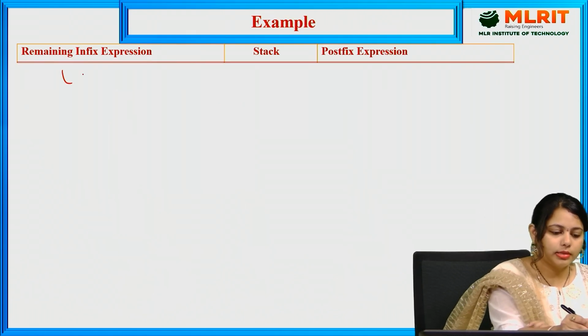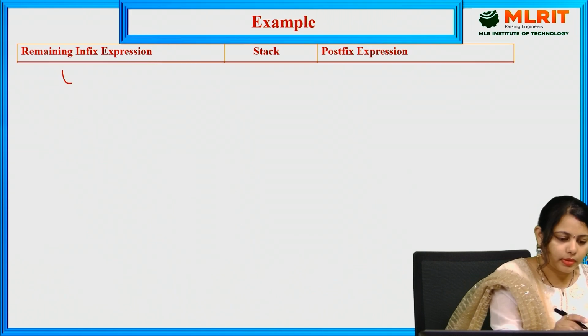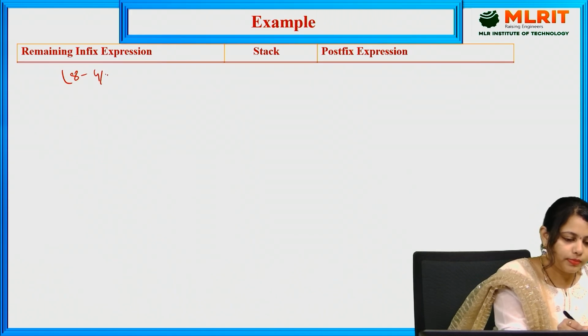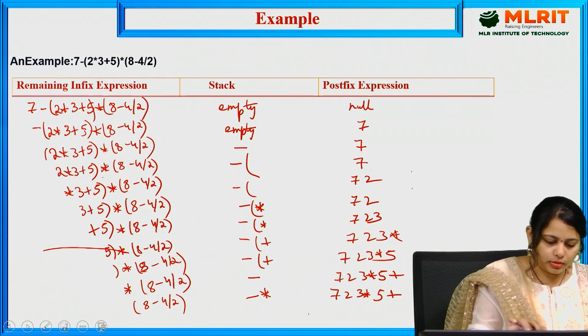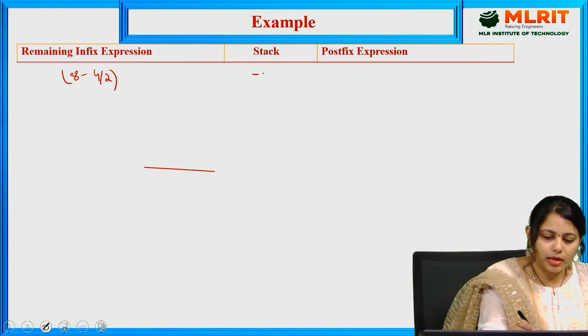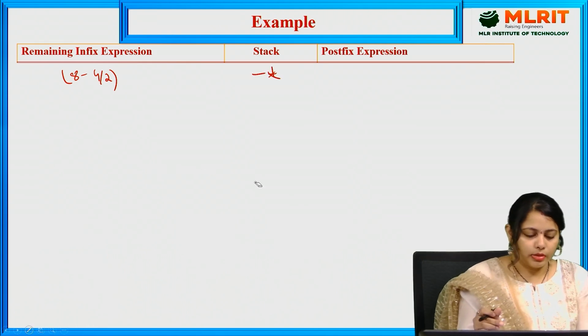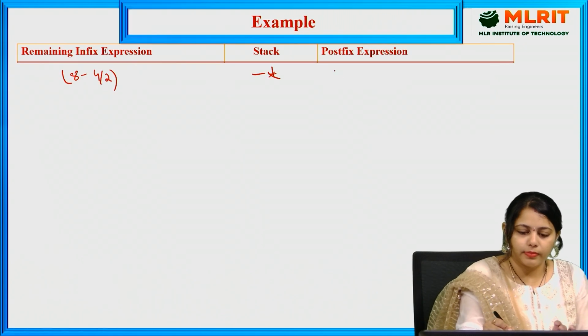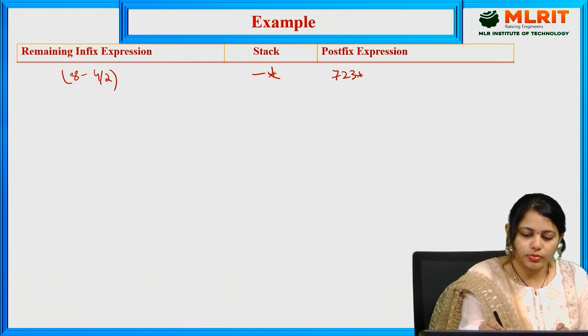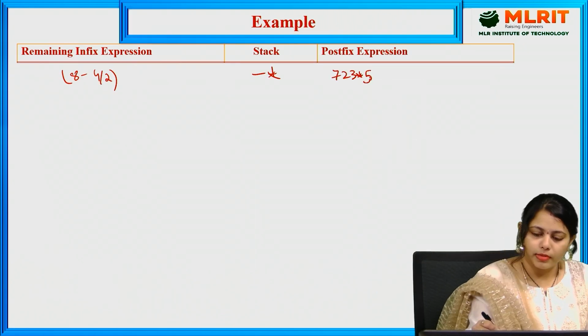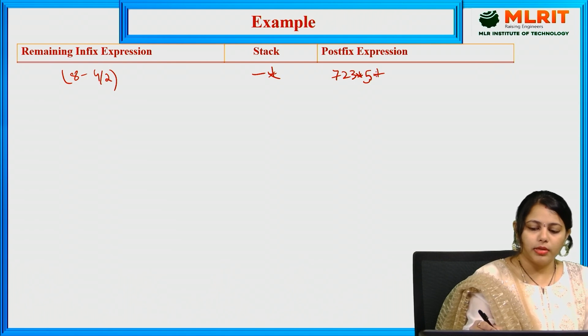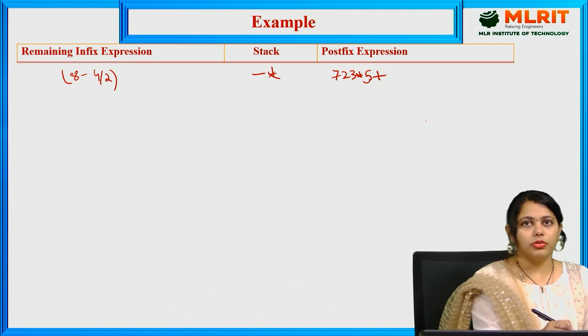So in the stack I have 8 minus 4 by 2, and in the stack I have minus and star symbol. So in postfix I have 7 2 3 star 5 plus. Okay, so this is 5 plus we have. So we'll see again.